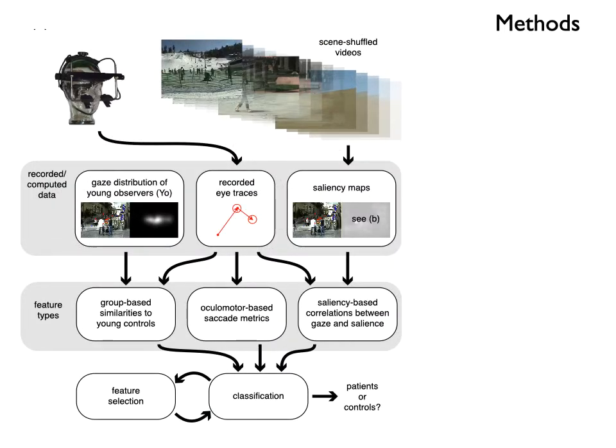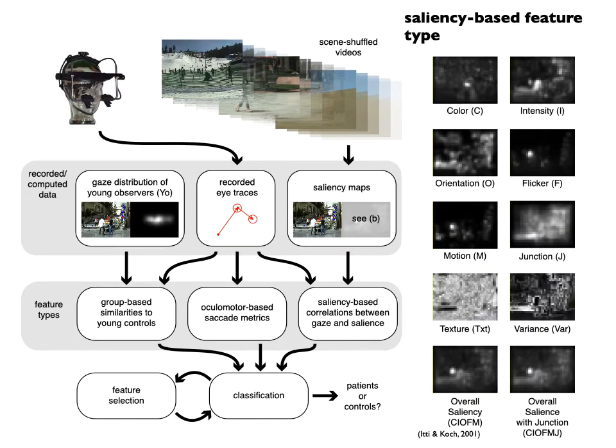The methods here are going to be quite simple. It's very similar to what I've shown you so far. We are going to record eye movements while the participants simply watch a few minutes of videos. And we are then going to compute 3 different types of features. We are first going to use a saliency model to compute saliency maps, and here we break it down for the different channels that contribute to saliency: color, intensity, orientation, and so on. That will give rise to a first set of features, which is going to be based on the agreement between the eye movements of the observer and the predictions of these models.